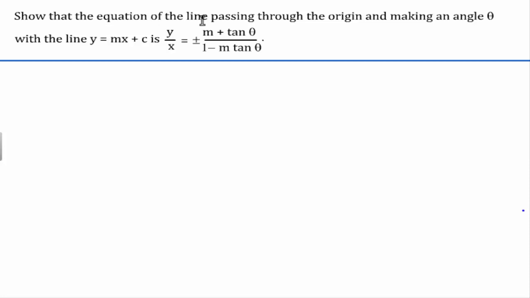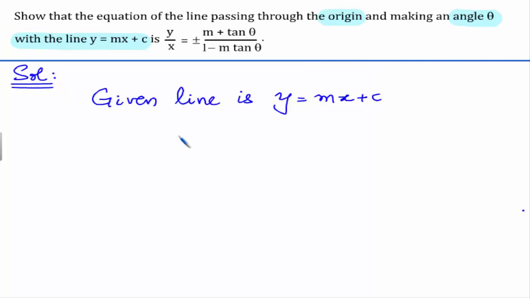Show that the equation of the line passing through the origin and making an angle theta with the line y is equal to mx plus c is y by x is equal to plus or minus m plus tan theta by 1 minus m tan theta. Let us see the solution for this. The given line is y is equal to mx plus c and its slope is m because it is in the form of y is equal to mx plus c.